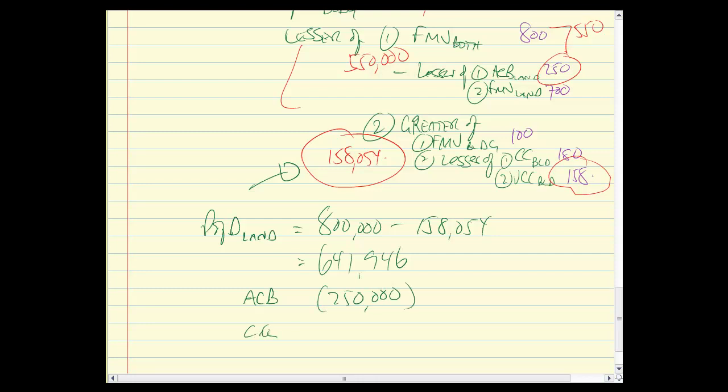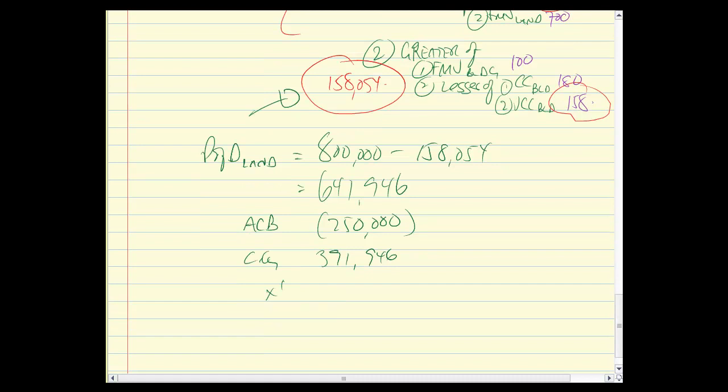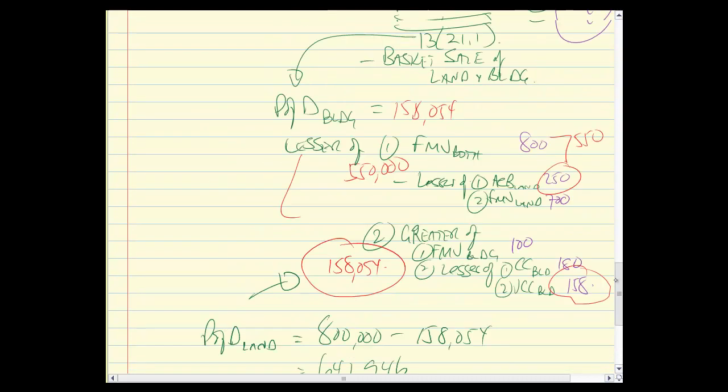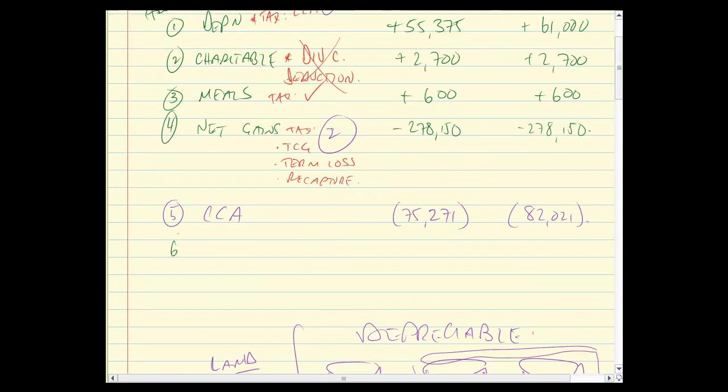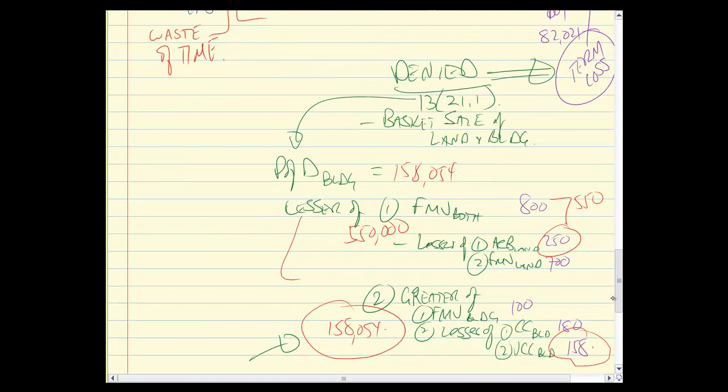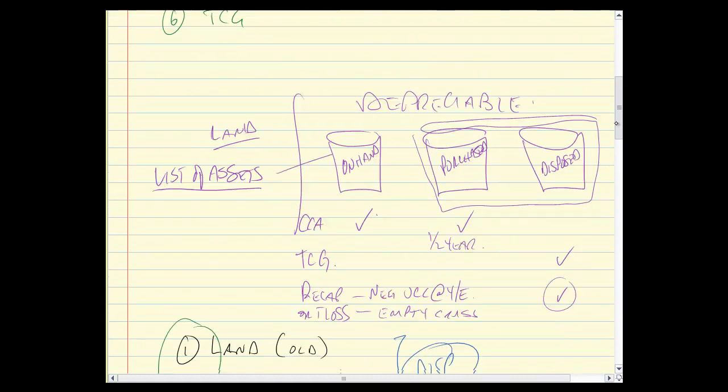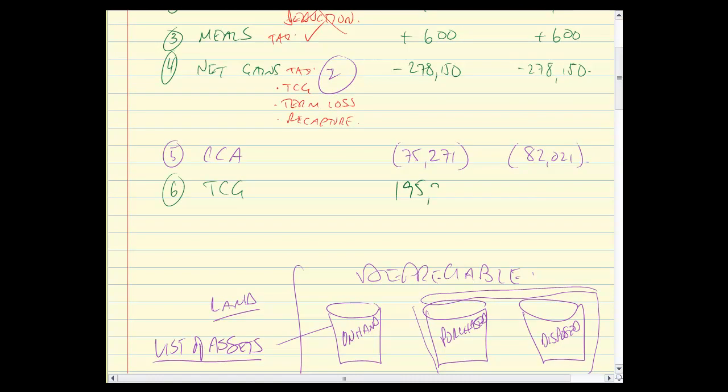So I know my capital gain is 391,946. I know that I multiply that by a half to get my taxable capital gain of 195,973. And this is the number that I need for 3B, for my reconciliation. So the sweet thing is that I have got my taxable capital gain. And under this option, it is, I have it right here, 195,973.